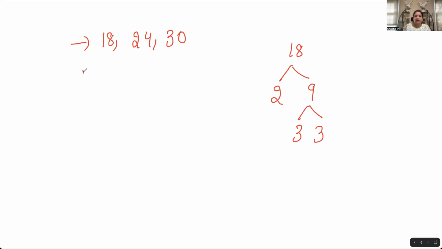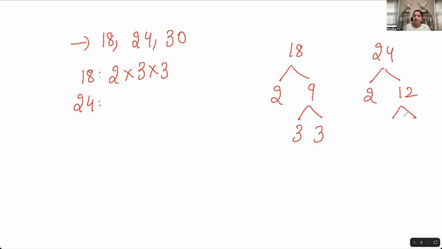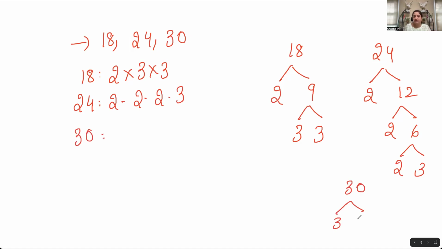Fourth and last example: 18, 24 and 30. For 18, the factors are 2 and 9, which is 3 and 3. We have to do prime factorization: 2 times 3 times 3. For 24, the prime factorization is 2 times 12, 2 times 6 and 2 times 3, which is 2 times 2 times 2 times 3. And for 30, 30 is 3 times 10 and 10 is 2 times 5. So 2 times 3 times 5.